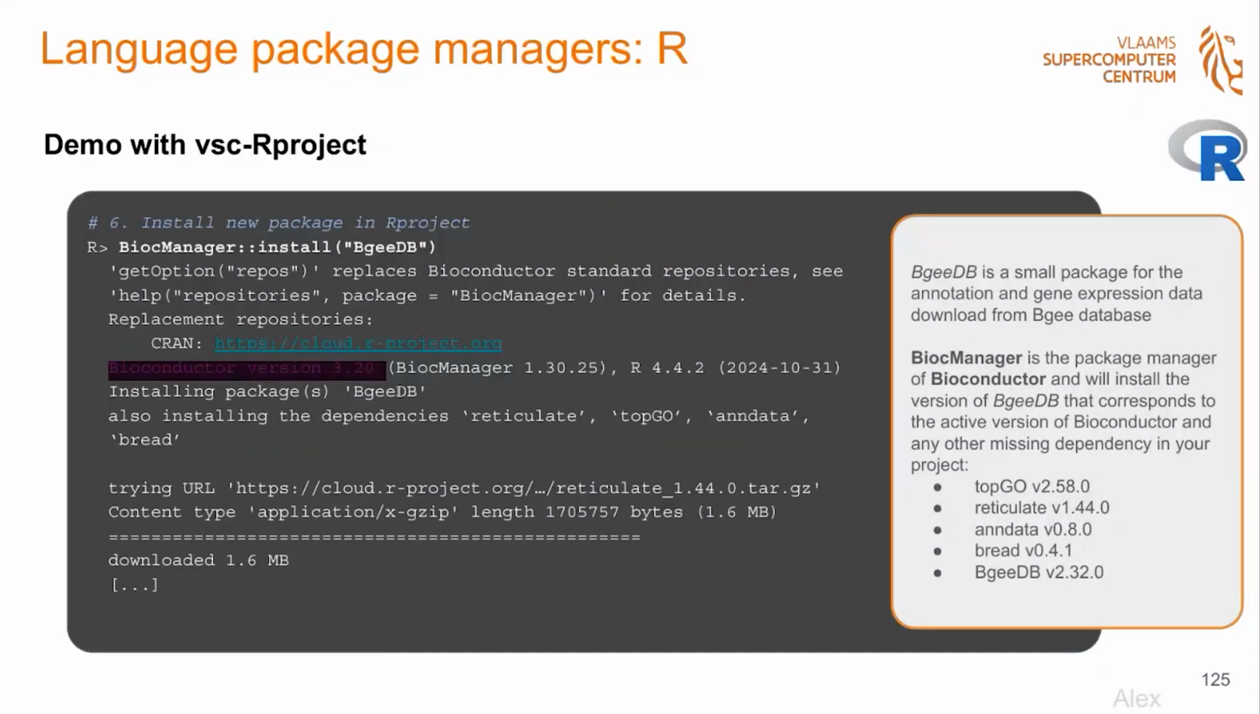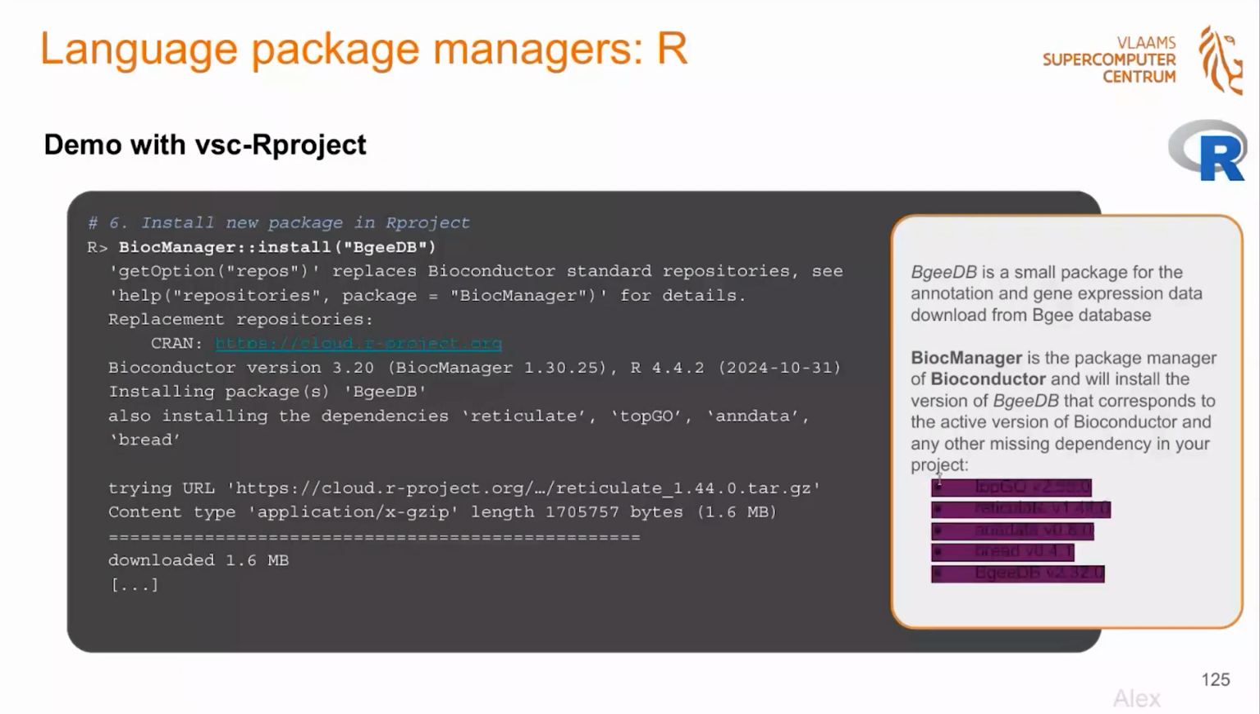What the package manager of Bioconductor is going to do is detect the version of Bioconductor that is already active. That's the one that comes from the module. And then it will analyze everything that is already available in the module and then install what is necessary for your package to actually work. And in this case, it determines that it needs reticulate, topGO, and data, and also the BGDB that we requested. And it will download and install the following versions of these packages, which I listed here on the side.